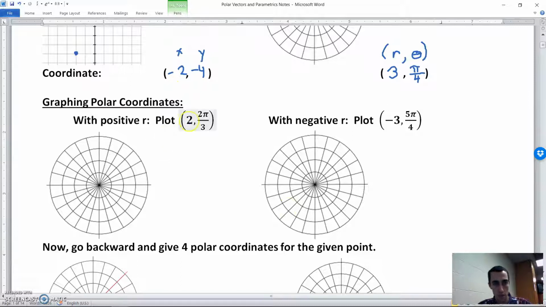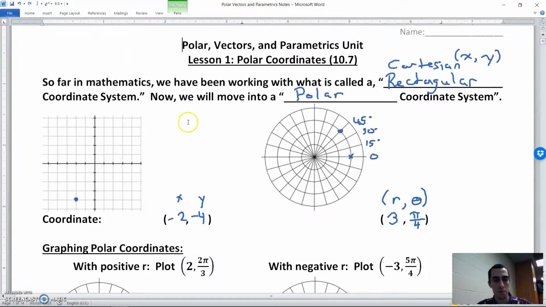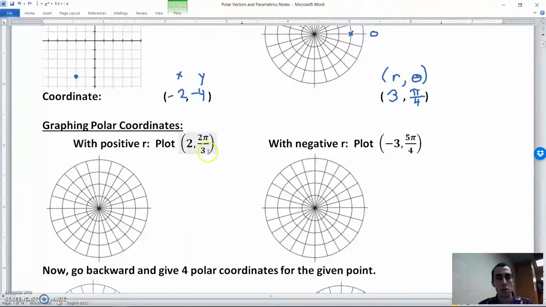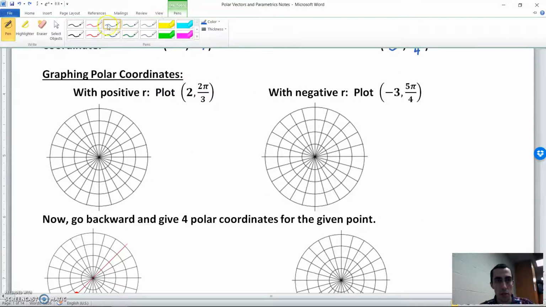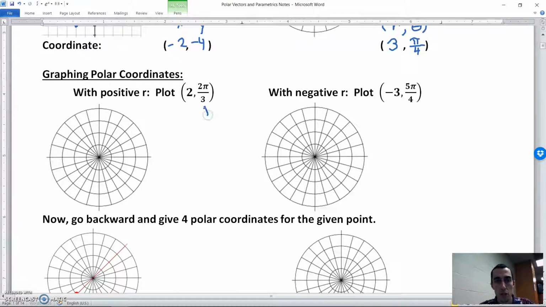Let's graph this point 2 comma 2 pi over 3. So remember that 2 pi over 3 represents 120 degrees. So this would of course be 90 degrees. Each of these lines is 15 degrees. So 120 degrees would put us right there. And so we would go out 2 units, rotate it 120 degrees, and our point would be right here.